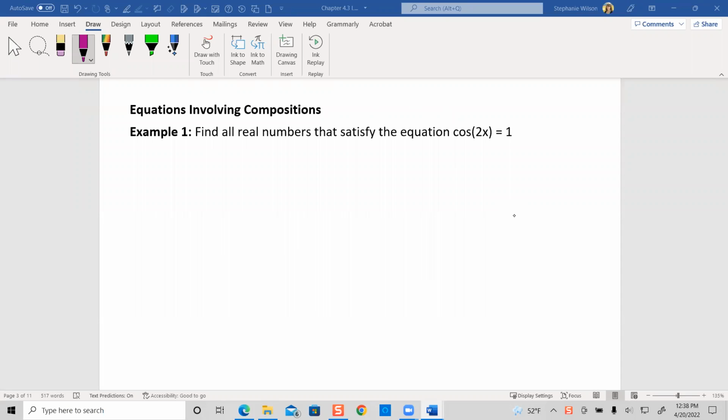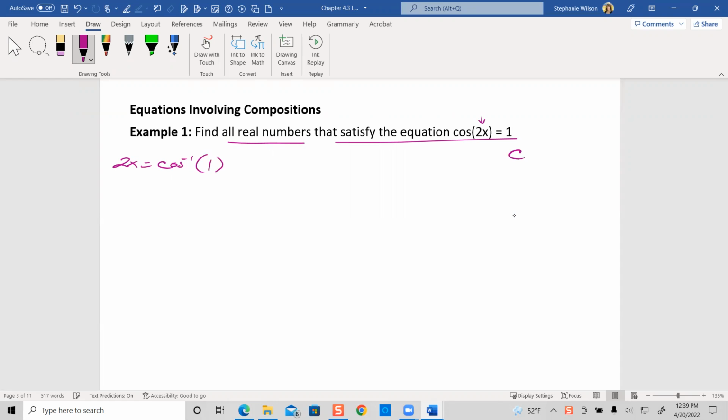Solving equations involving compositions. Example 1 says find all real numbers that satisfy the equation cosine 2x equals 1. So what I need to do is find out what x is. And I notice 2 times x is attached. I need to pull it out front. In order to do that, that means I need to take the inverse of cosine.